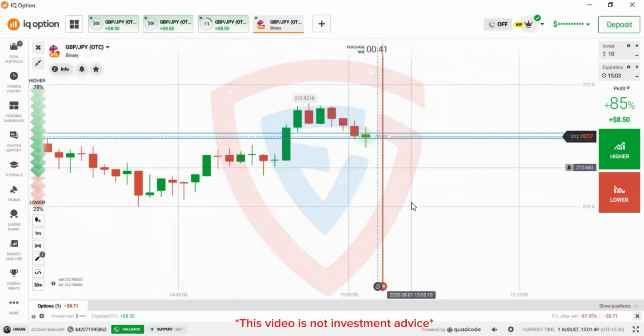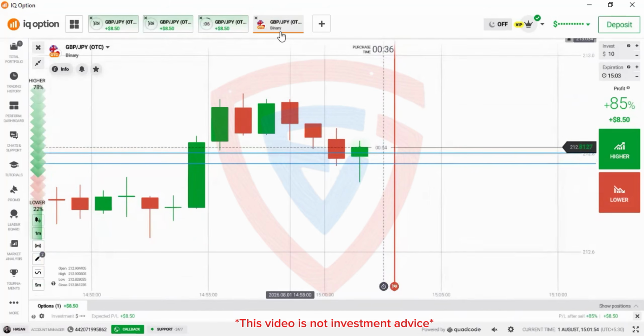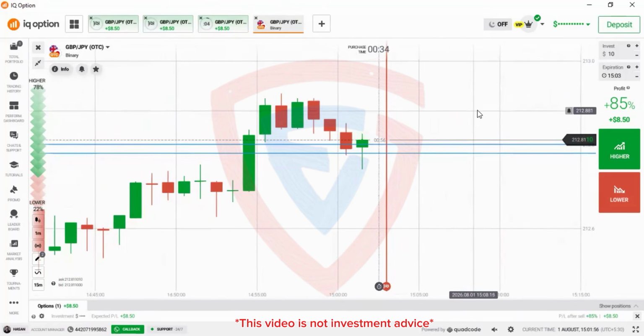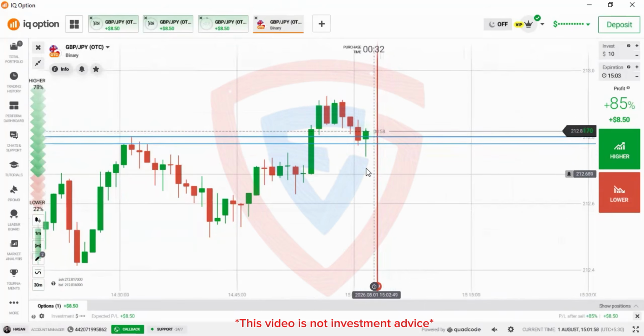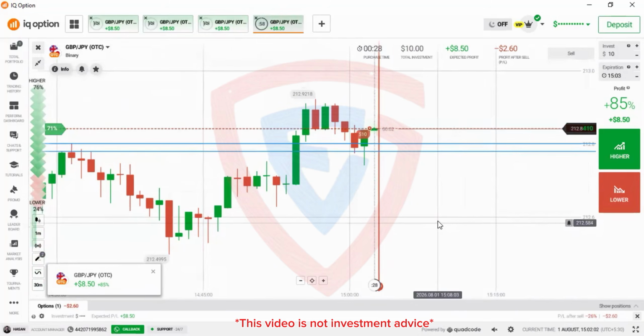We have 10 seconds. Let's see what happens here. So a strong lower rejection candlestick. Okay, I'm going to place a lower option trade.